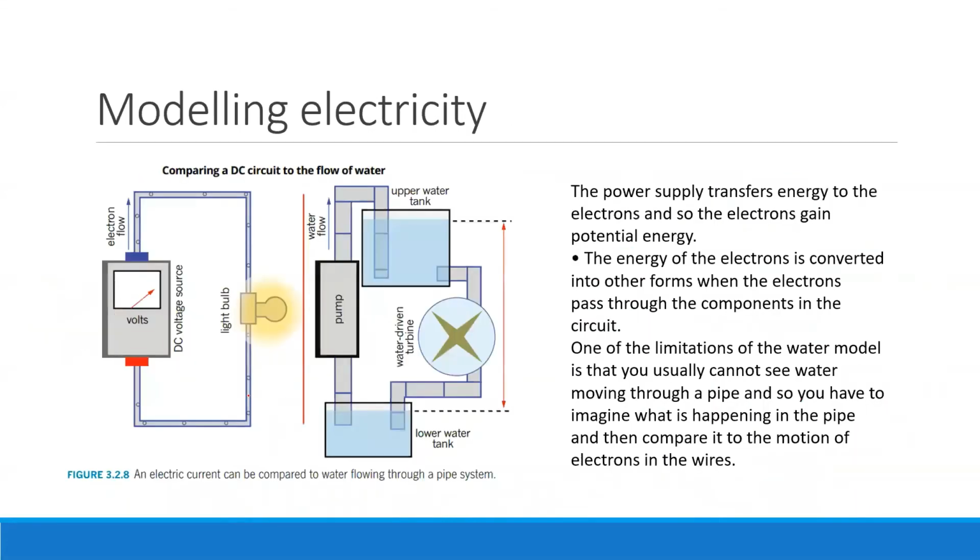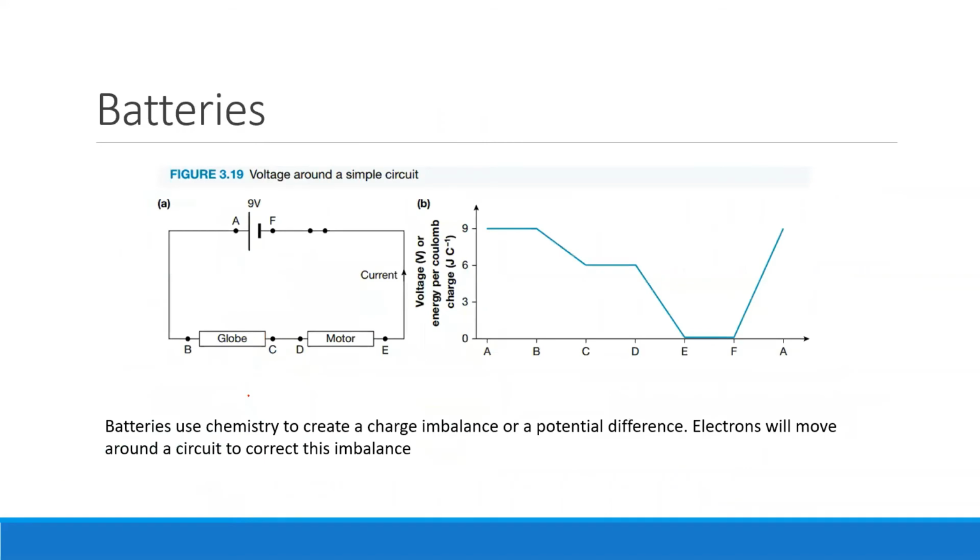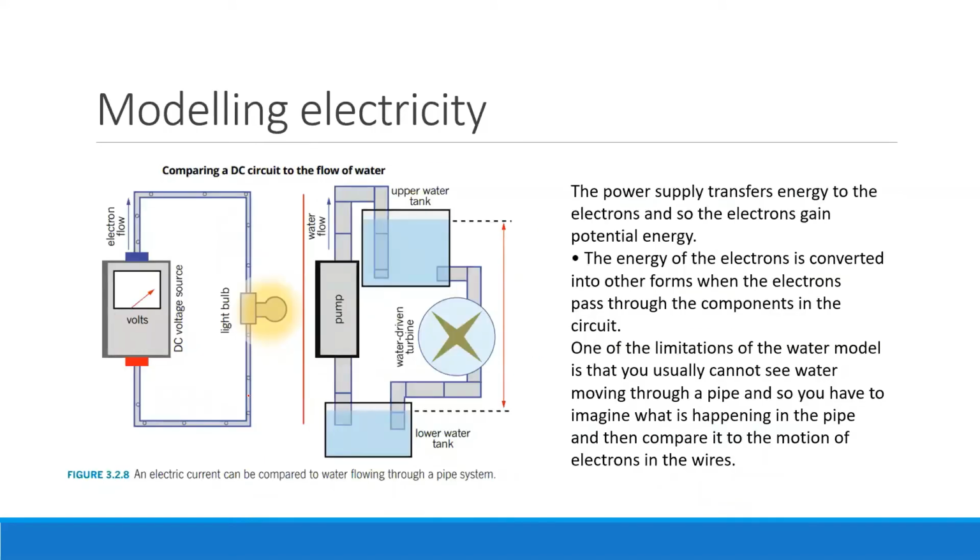So how can we model this idea? How can we model this idea of a circuit? How can we model this idea of voltage and current at the same time?